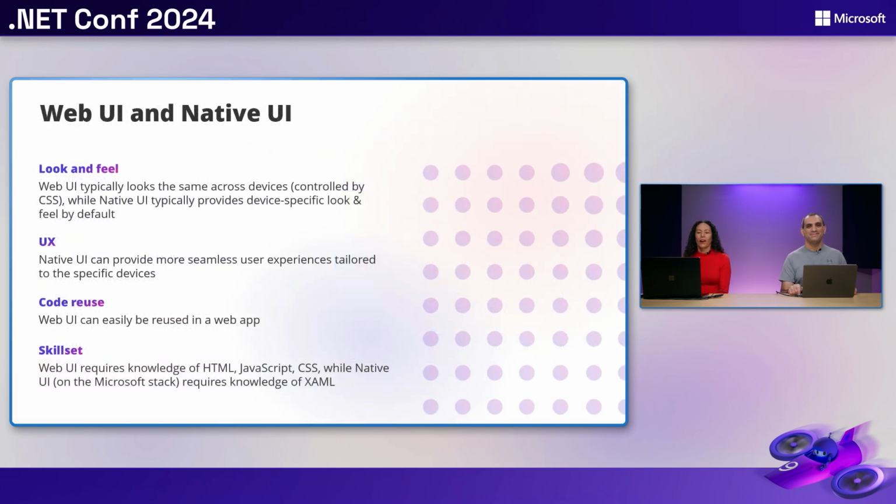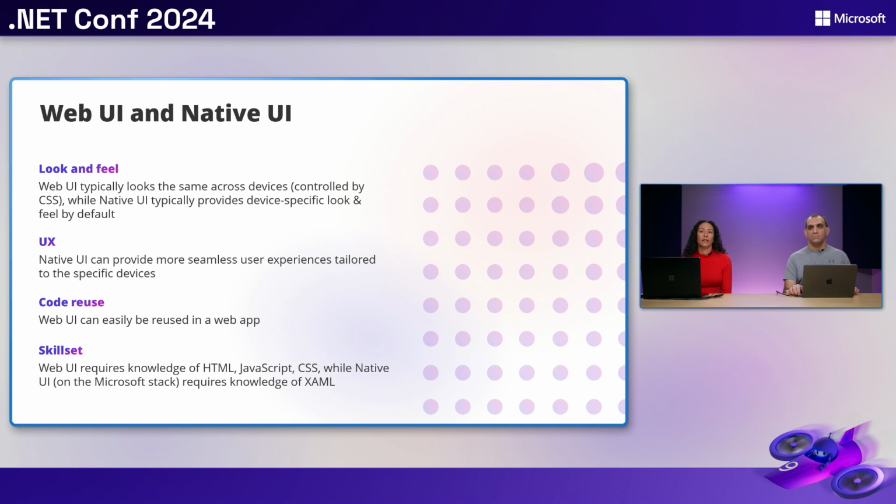All right, so a lot of times people are wondering what approach is best for them. There are a lot of reasons why you would use web UI versus native UI, and a lot of times native UI might be a better approach for the app that you're trying to build. Web UI typically looks the same across devices, and the way you control that is with CSS. Native UI, especially on the MAUI stack, by default gives you device-specific look and feel. That might be important to you. Native UI can sometimes afford more seamless user experiences, like Android looks like Android, iOS looks like iOS. That might be important for your application.